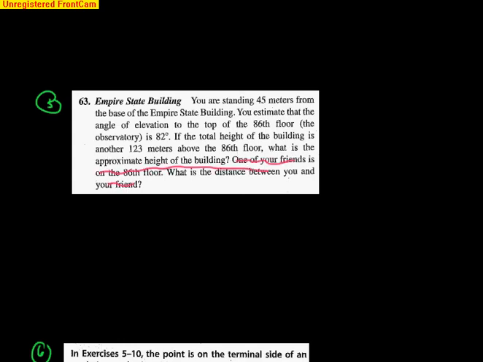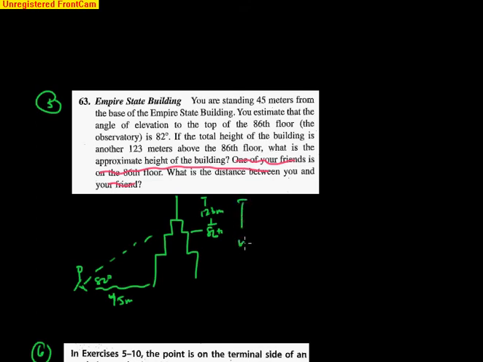Okay? So here's the picture. So you're standing here. Here is the Empire State Building. I think it looks something like that. Okay? And say this is the 86th floor right here. So from you to that floor, there's an angle of elevation of 82 degrees, and you're 45 meters from the building. Now they give you this extra piece of information that says that above the 86th floor, there's another 123 meters. Okay? And they want the entire height. So what is this total height?